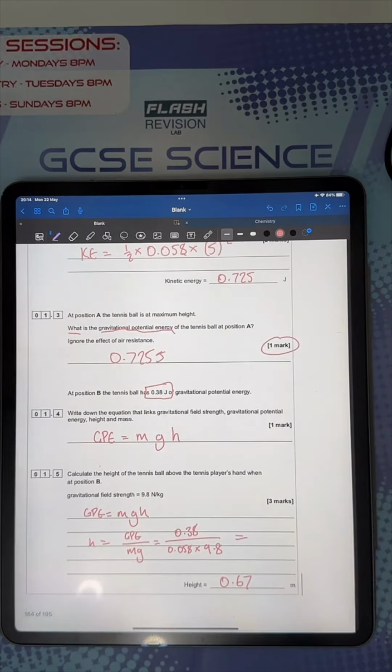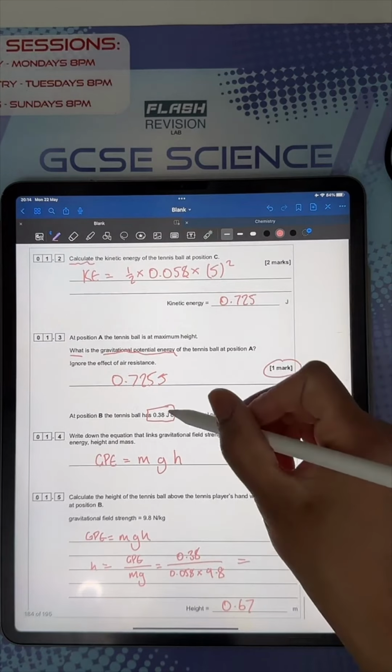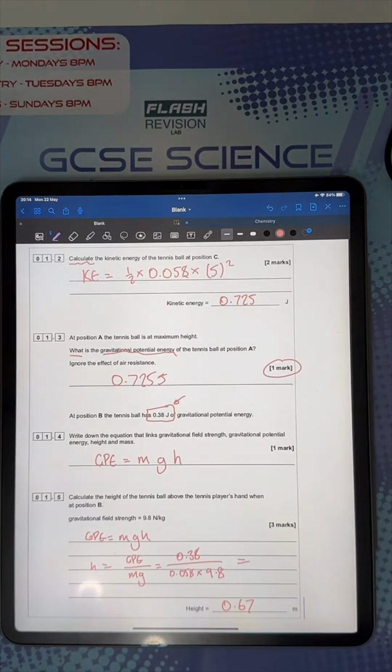These questions can be on both triple and combined. I think this particular one is triple, actually. There's a triple question, but I think the papers have similar questions, so this might have come up on the combined paper as well. Where's 0.38 from? Here. It's given to us as the GPE. Okay? All right.